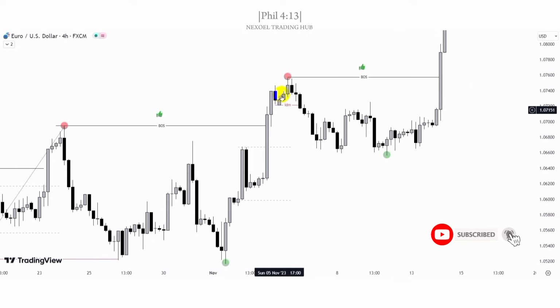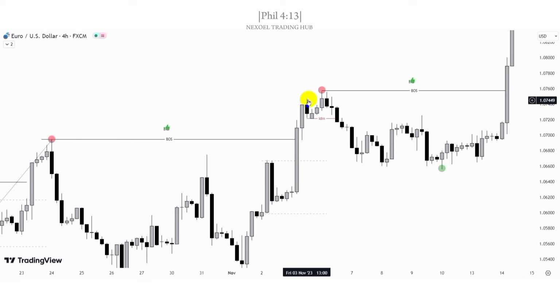So now price broke the external range liquidity, broke structure, and pulled back. This is the highest candle that was created. Now you can see price return. This candle took out the low of this bearish candle, and then price again pushed to the upside and took out the high of the candle. So this is a valid pullback, meaning this is our inducement.